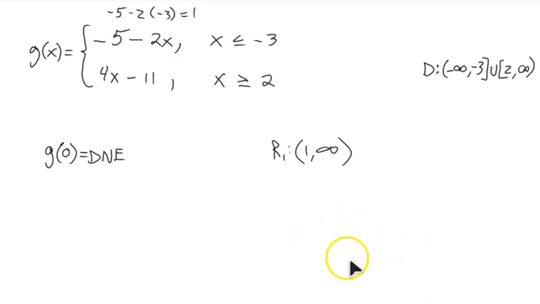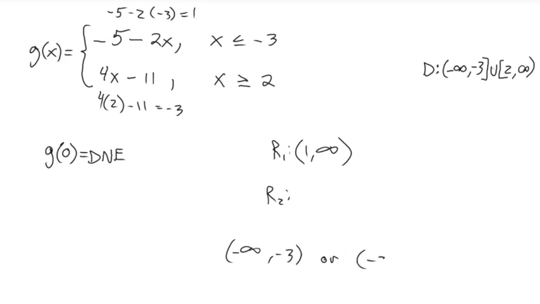All right. The range of the second piece, we're going to do the same thing. We're going to go ahead and plug in the 2. 4 times 2 minus 11. 4 times 2 is 8. 8 minus 11 is negative 3. And so we know that it's either going to be negative infinity up to negative 3, or it's going to be negative 3 up to infinity. Let's find out which one it is. Well, I can tell you right away, because this is positively sloped, that it's going to be this one, negative 3 to infinity. But let's prove it.